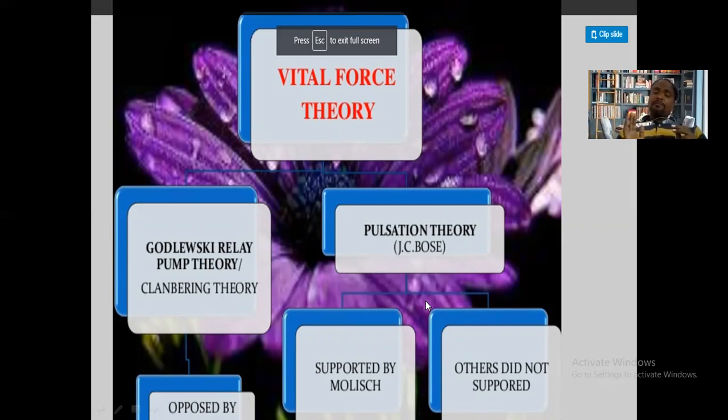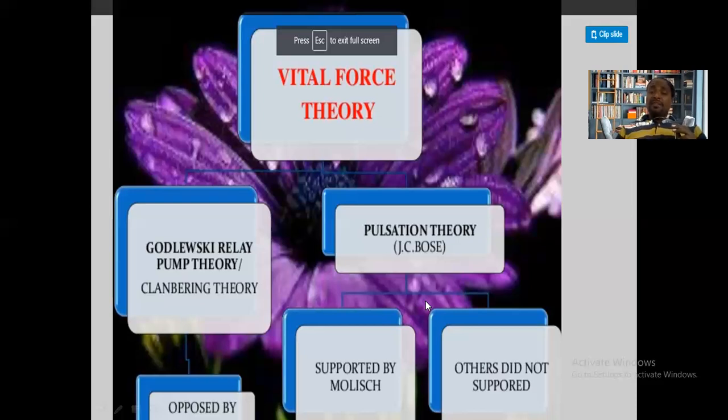But not only the pumping activity of the xylem parenchyma works here, but also the pumping activity of the medullary rays. So the medullary rays and the xylem parenchyma, their pumping activity works together for the ascent of sap, isn't it? But this theory was not accepted by different scientists, and this is opposed.